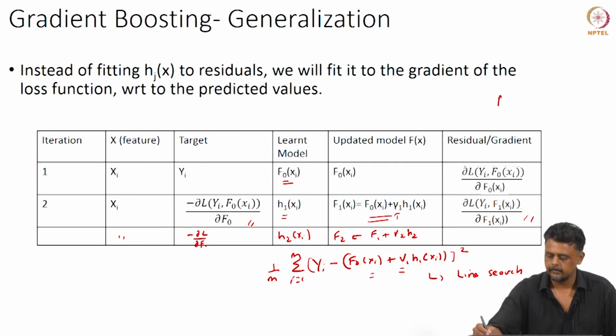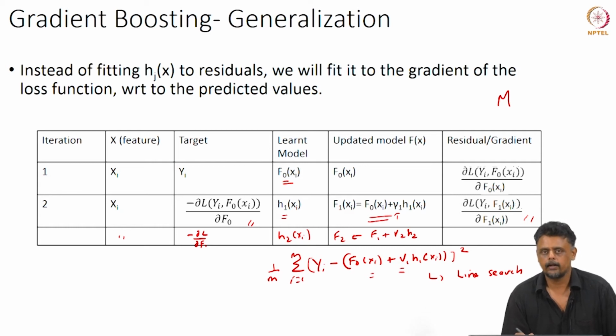Let us say M is determined by cross validation. Very simply put, you have a held out data set which you test on, and find the iteration at which you get the best accuracy. That is one way of doing it. In general, cross validation is the best method to estimate capital M. So, this is the way.